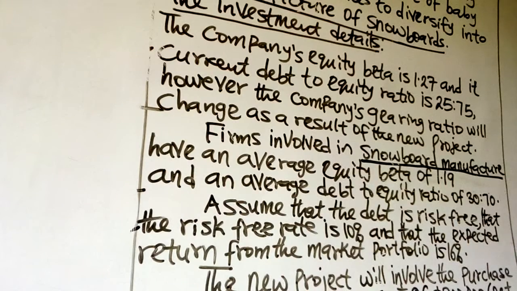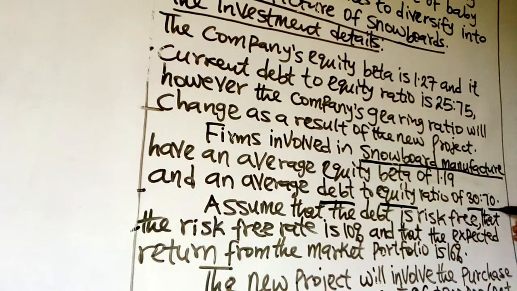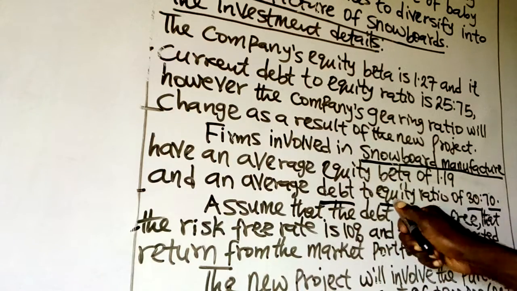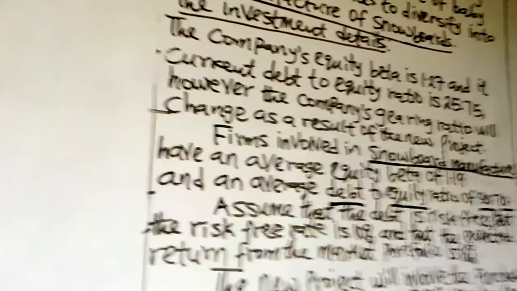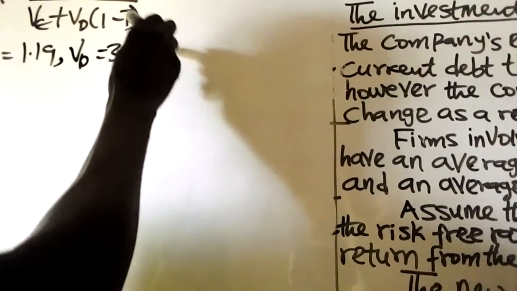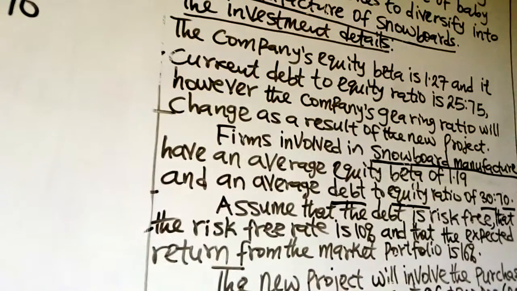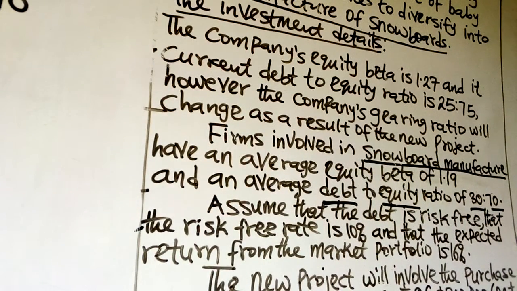You were also told an average debt to equity ratio of 30-70. Debt to equity means debt will be 30, equity will be 70, respectively. Debt first, followed by equity. So the market value of debt is 30 and the value of equity will be 70. From the question, assume that the debt is risk-free, that the risk-free rate is 10%, and that the expected return from the market portfolio is 16%.